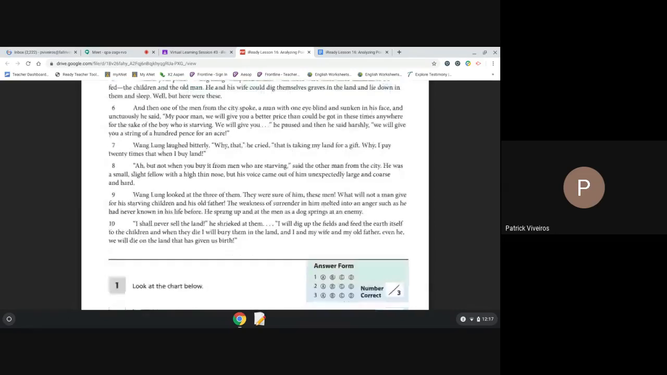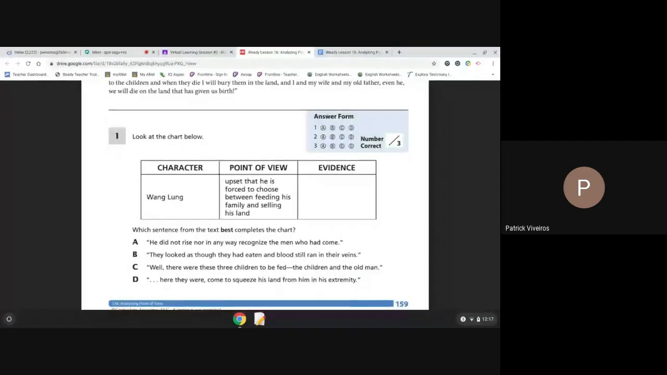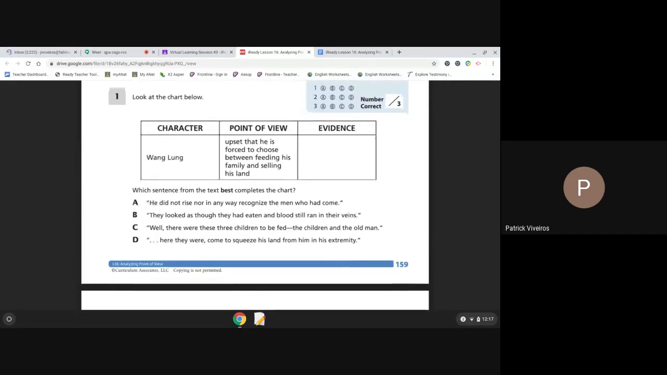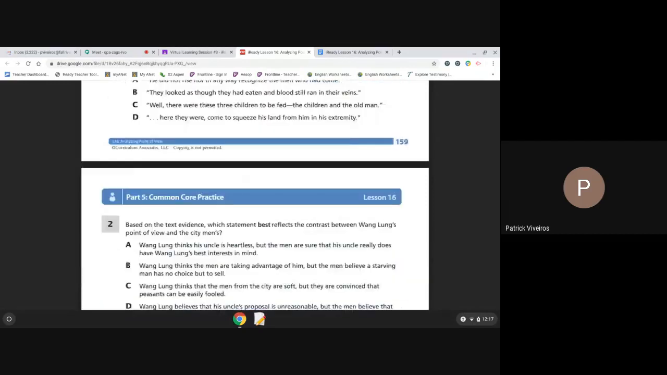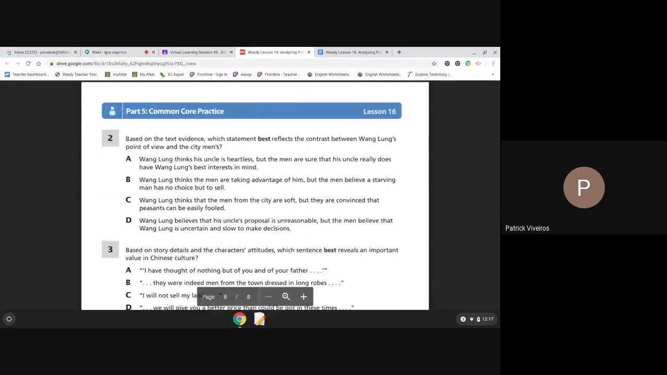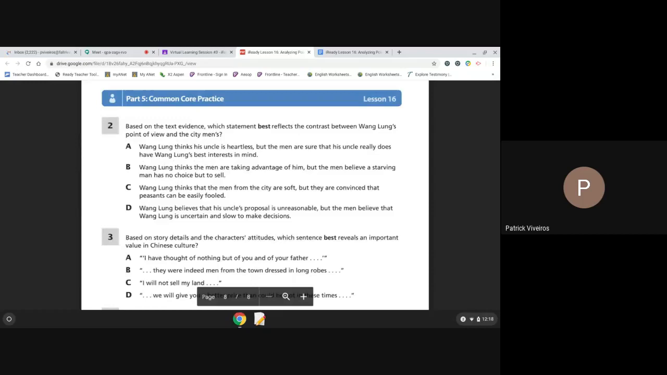Okay, so for the questions you need to respond to, for question 1, you need to choose the sentence from the text that best completes this chart. So which evidence would best show Wang Lung's point of view, that he's upset that he's forced to choose between feeding his family and selling his land.